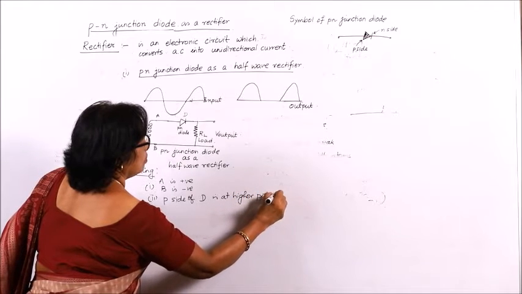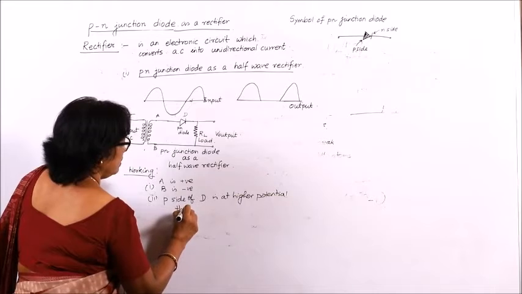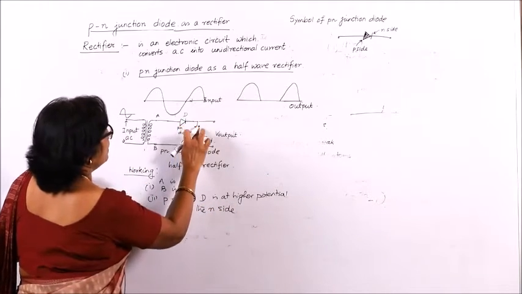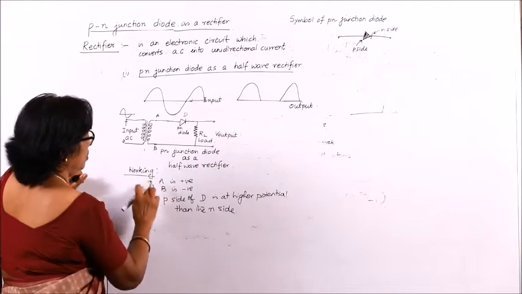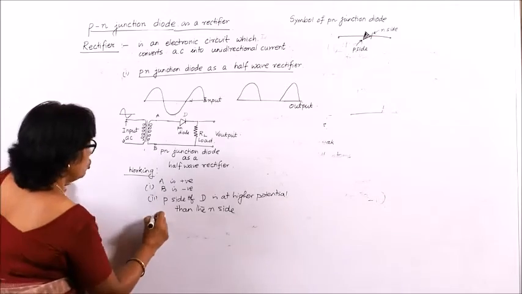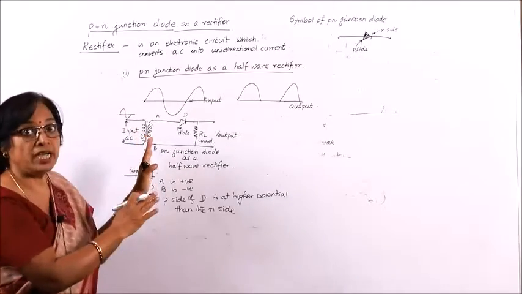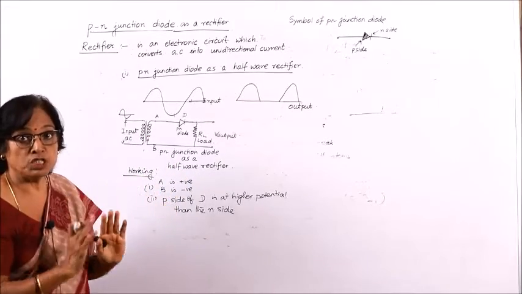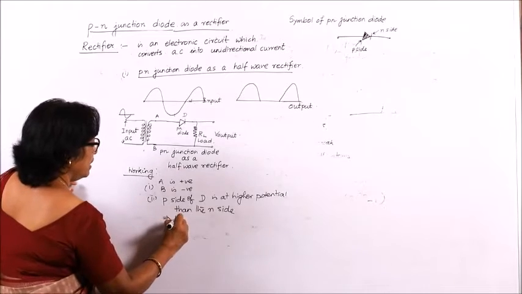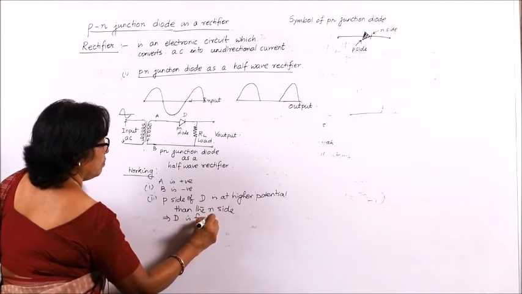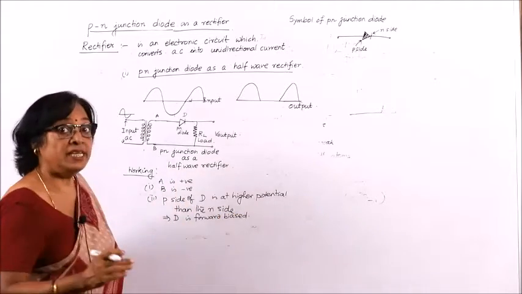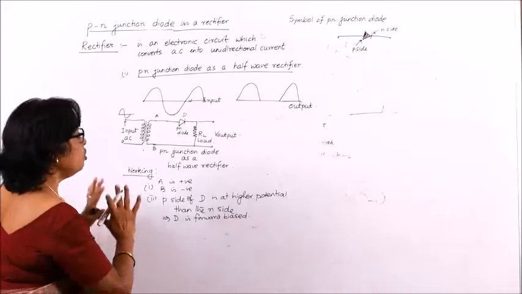than the N side, because the N side is connected to B, which is negative. Negative means the N side will be at a lower potential. And we know that a PN junction diode conducts when the P side is positive and the N side is negative, when it is forward biased. That makes D forward biased. So, because D is forward biased, current will flow.